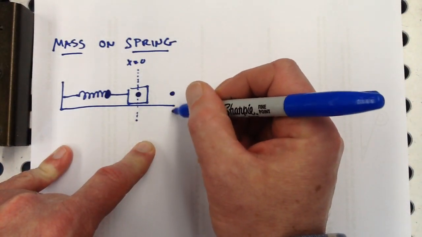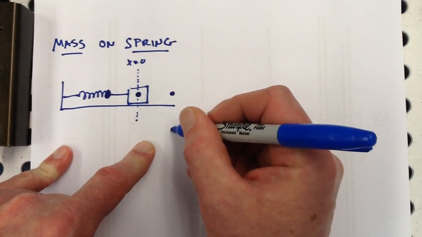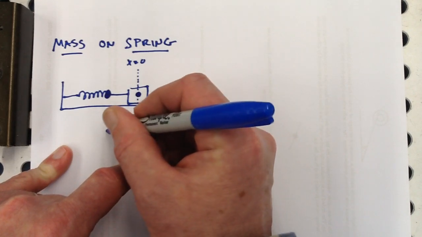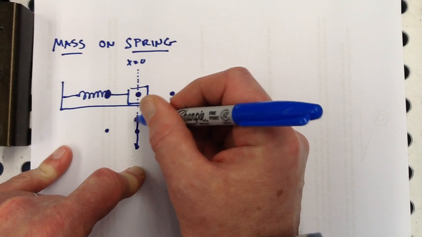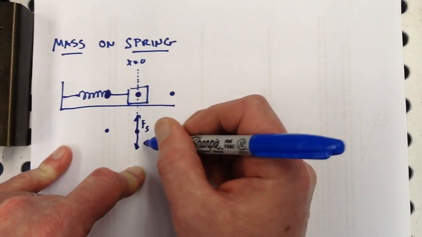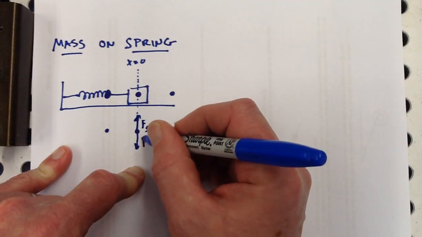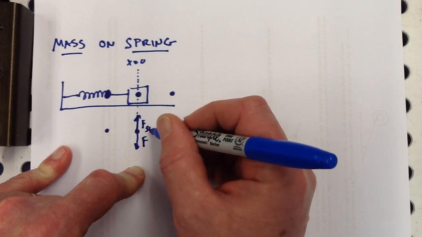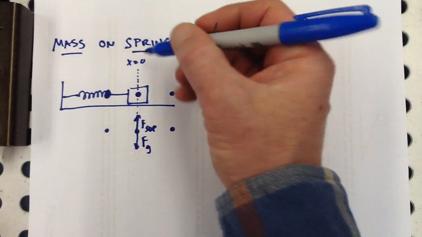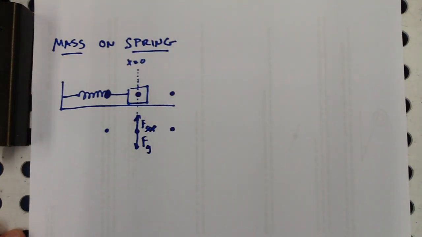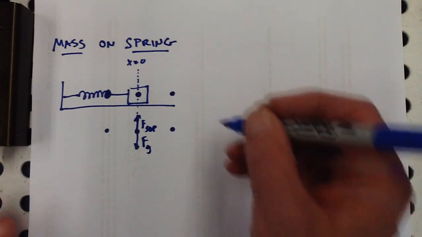When the mass is here in the center, then you have a gravitational force on it down and a support force up. And there's no spring force. This is the force of support, not spring, because the spring is at the equilibrium position, right? X equals 0. So it's not stretched or compressed, so it's not doing anything.